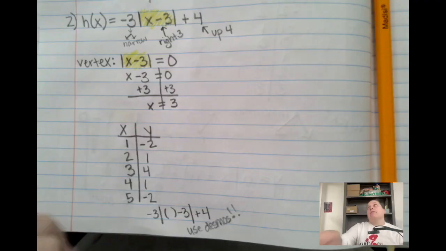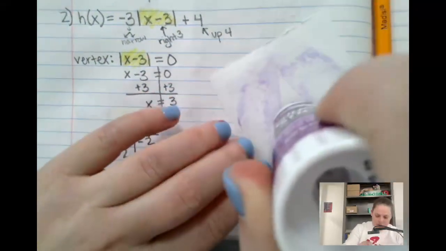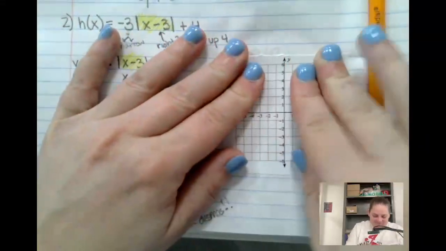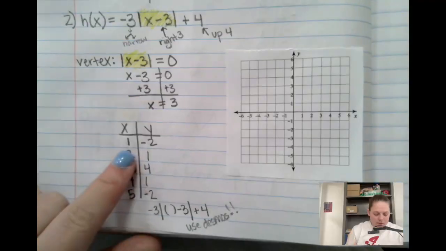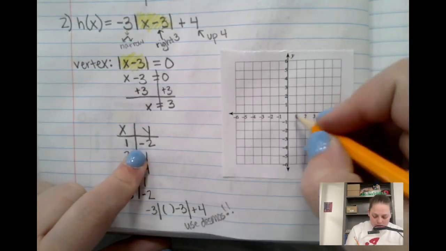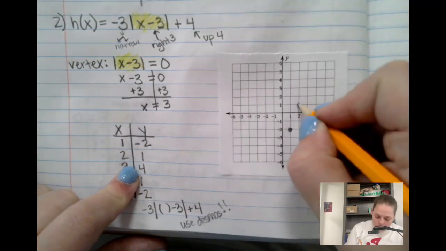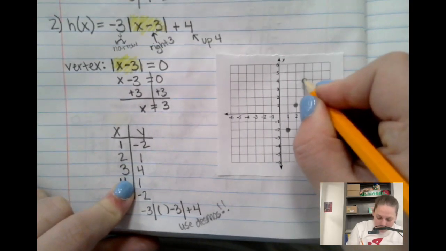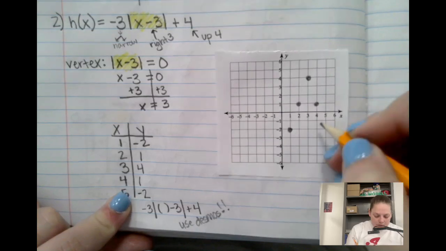Okay, glue in that last graph. Last graph here, we have 1, -2, so we're going to go right 1, down 2. 2, +1, so right 2, up 1. 3, 4, so right 3, up 4. 4, 1, so right 4, up 1. And 5, -2.